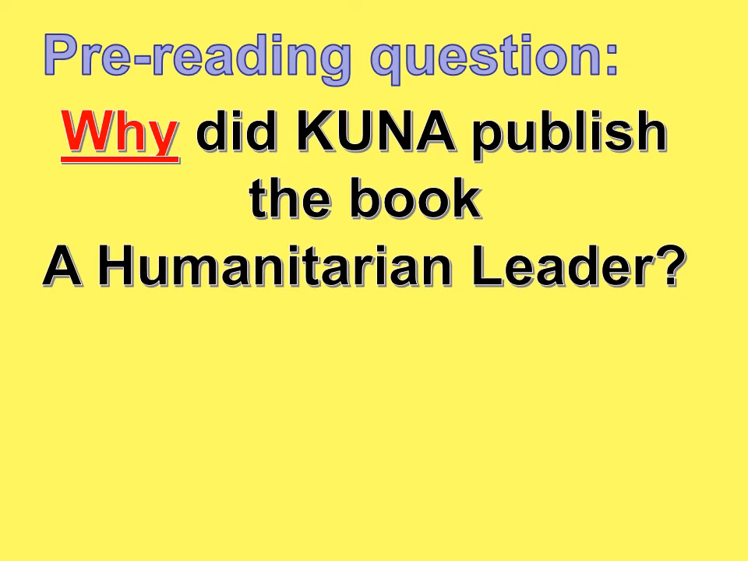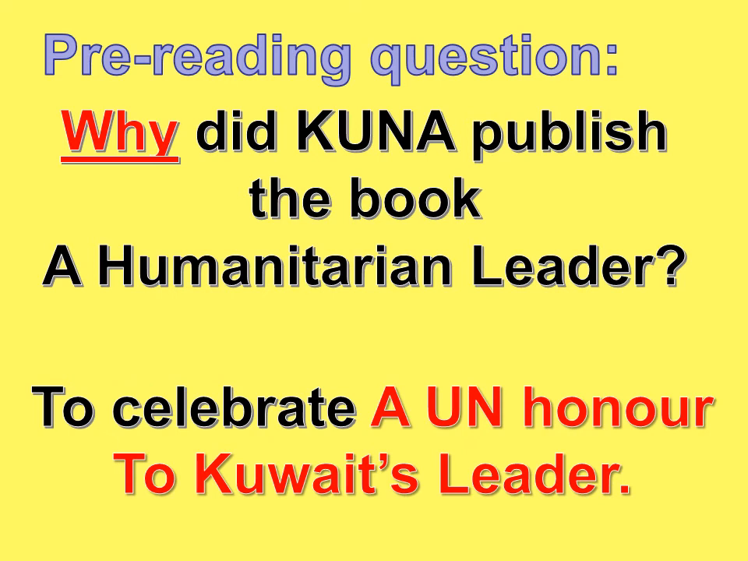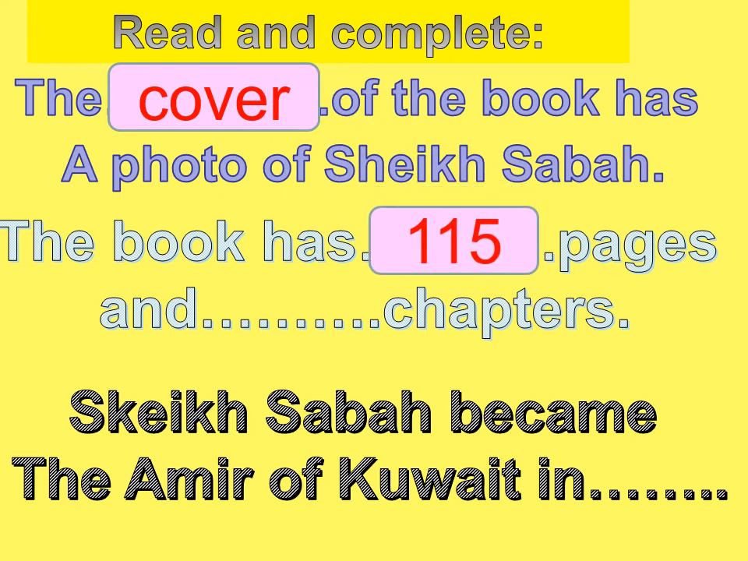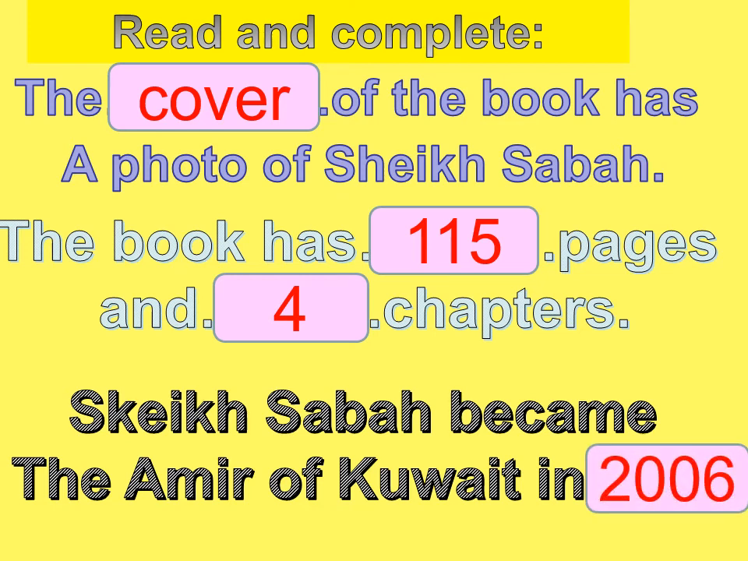Pre-reading question: why did KUNA publish the book A Humanitarian Leader? To celebrate a UN honor to Kuwait's leader. Now read and complete. The cover of the book has a photo of Sheikh Sabah. The book has 115 pages and 4 chapters. Sheikh Sabah became the Amir of Kuwait in 2006.